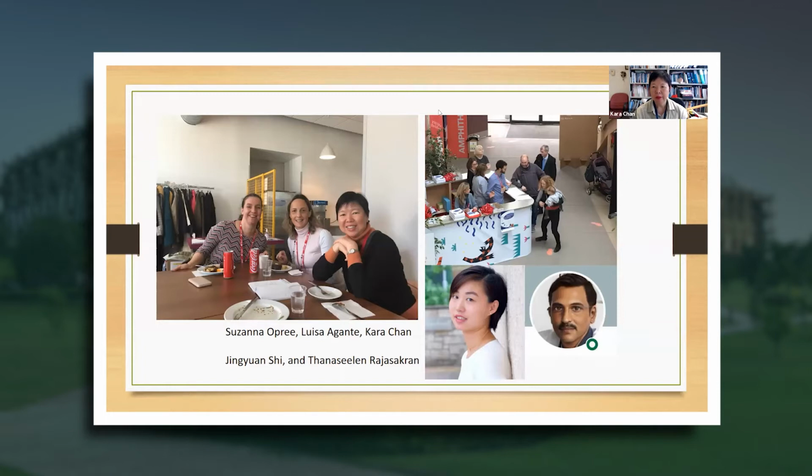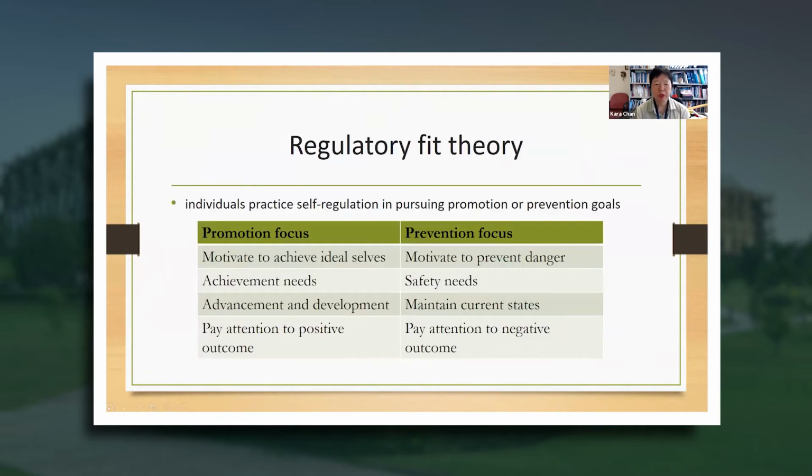In this project, this photo here is showing a conference. It was a conference a few years ago, called the Children and Teens Consumption Conference, conducted in Angoulême in France. This group of scholars have been very dear to me because most of them are doing research on children and teens. The theory that we use is called regulatory fit theory. It comes from the discipline of communication.